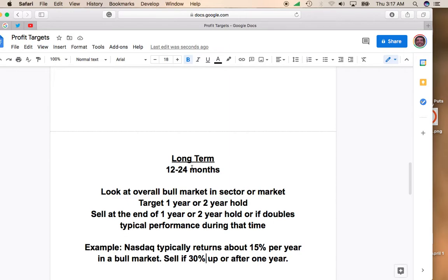Another reason why you might consider a long-term hold is that you pay less in capital gains tax versus short-term capital gains tax, which is when you trade in and out in less than 12 months.